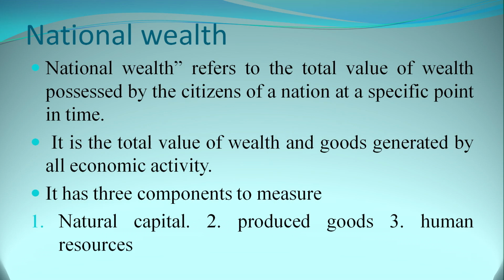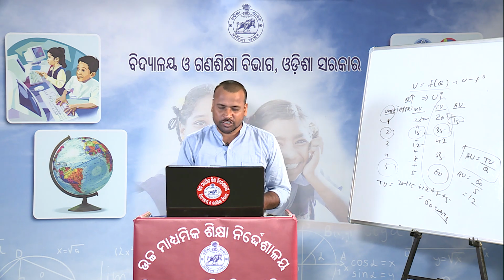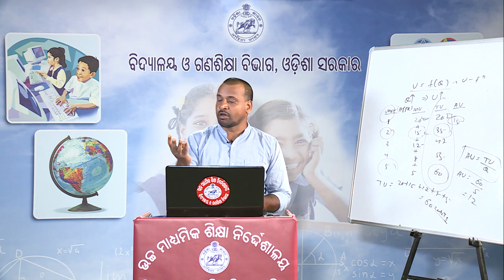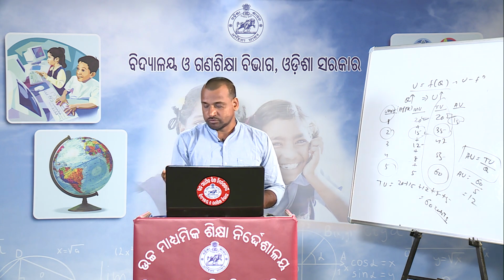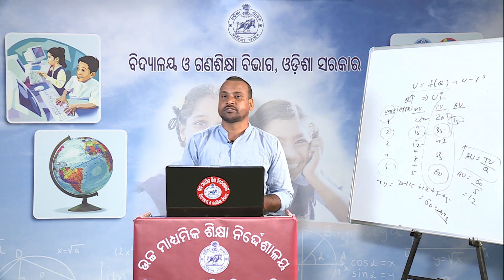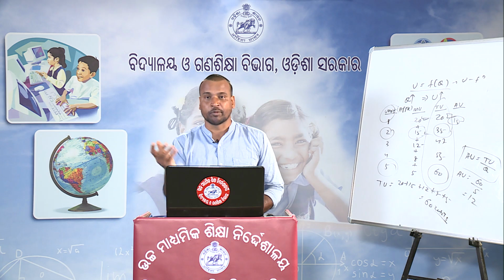So national wealth includes three components, three elements to measure. What are they? One is natural capital, then produced goods, and human resources. Natural capital means the free gift of nature, which is also part of national wealth. Jungles, seas, oceans, rivers, mountains, all are also national wealth, within our political territory.